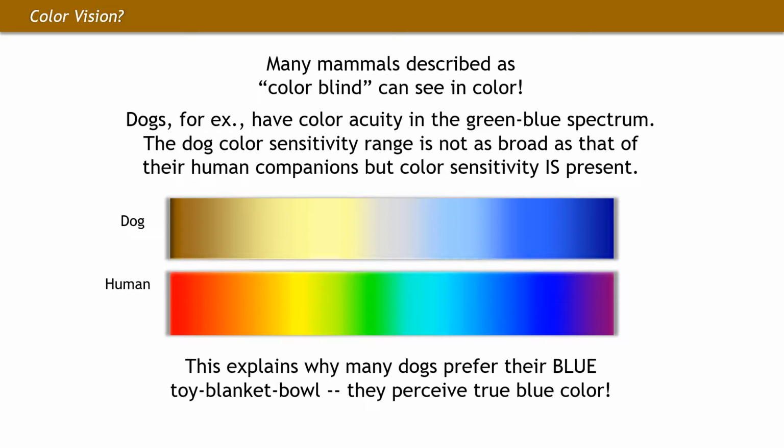Many mammals described as colorblind can see in color. This is one of those things that makes me a little crazy. Dogs, for example, have color acuity in the green-blue spectrum. The dog color sensitivity range is not as broad as that of their human companions, but color sensitivity is present. So they don't perceive the reds like we do. However, they're sensitive to green, gold, blue. This explains why many dogs prefer their blue toy, their blue blanket, their blue bowl. They perceive true blue color.